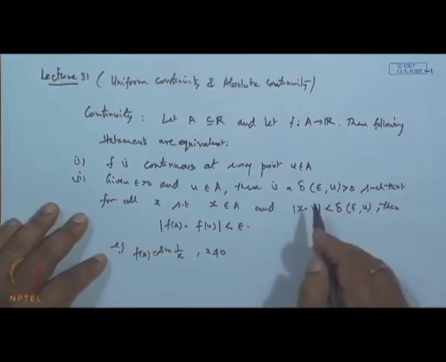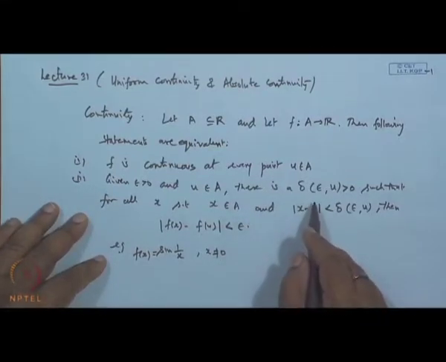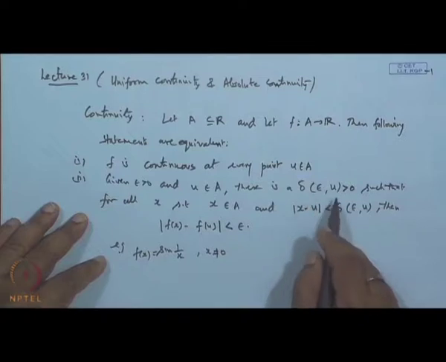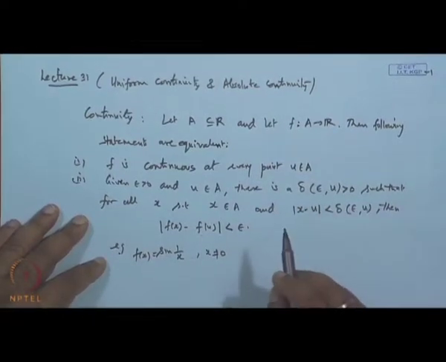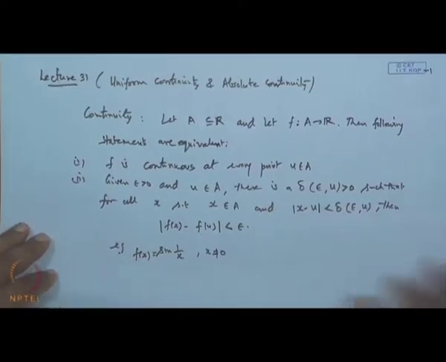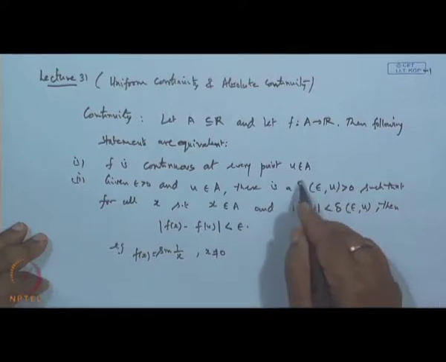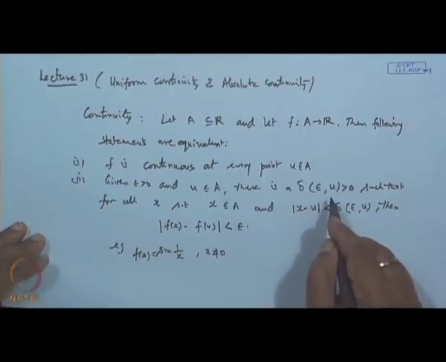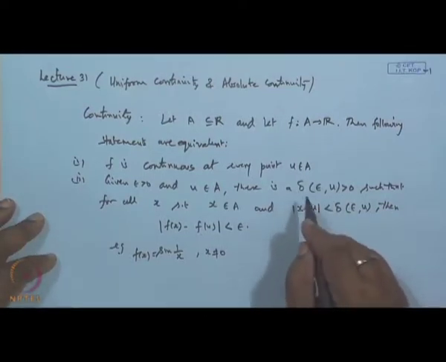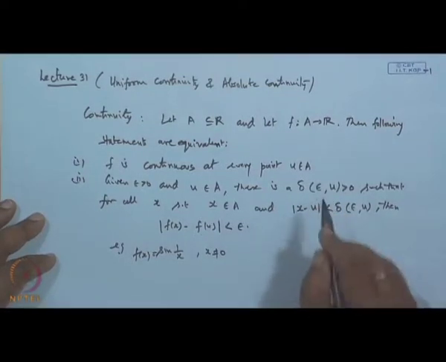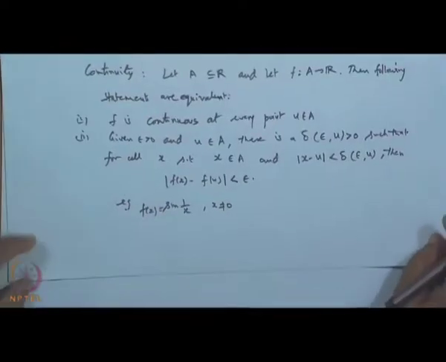Or we can say that we are interested in a delta which is independent of u, and that leads to the concept of uniform continuity. Okay. So, the function is continuous pointwise here, but pointwise means delta will depend on u. So, we wanted a definition in which the delta is independent of u, and that leads to the definition or concept of uniform continuity.